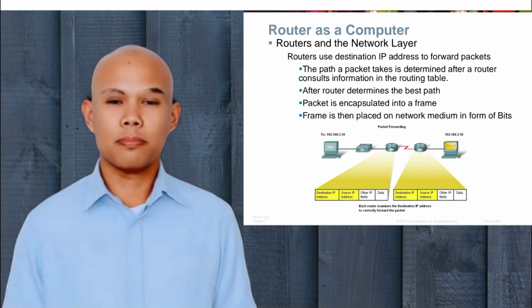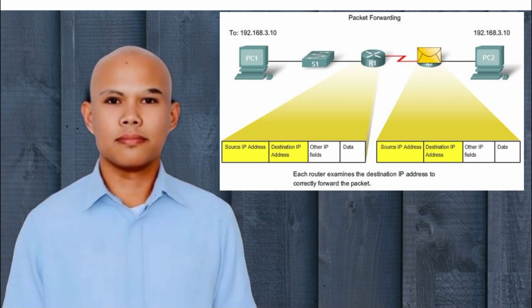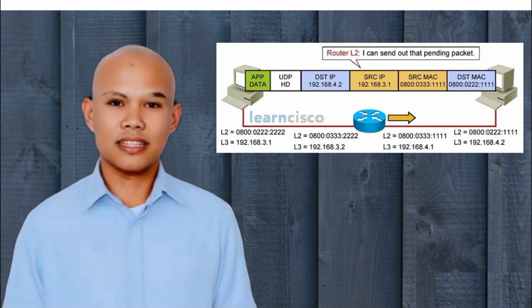Good day, everyone. Today, I will be explaining how a router works as a computer at the network layer, or Layer 3 of the OSI model. The main job of a router is to forward packets from one network to another, and it does this by looking at the destination IP address. Let me walk you through the process step by step.